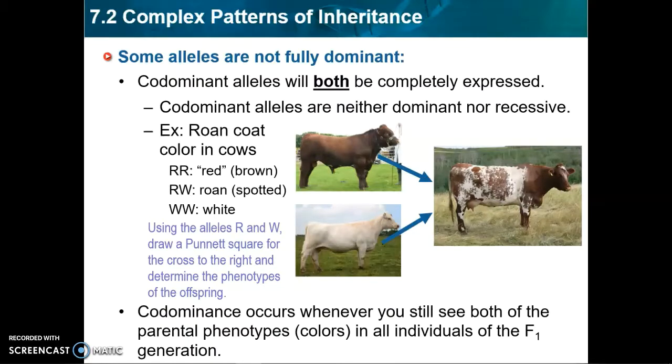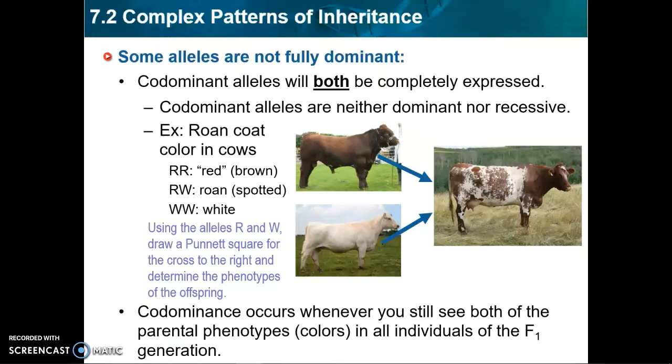Related to this is also an exception to the law of dominance. We have a condition called codominance. This happens when both alleles are completely expressed. Co means together, so they're kind of dominant together. One is not dominant over the other, they would both be dominant at the same time. And neither one of them is going to be truly recessive to the other one either. They can both kind of just coexist.